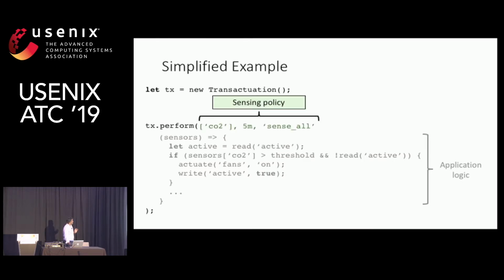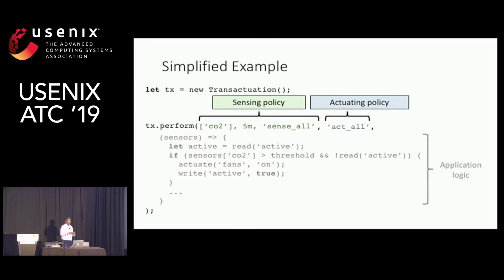Now, he can add a sensing policy to it, meaning that he can say that if all the carbon dioxide sensors could be read in the last 5 minutes of the triggering event, then only execute the code. He could also add an actuation policy which says commit the application state active to true only if all the actuations in this code have successfully gone through.